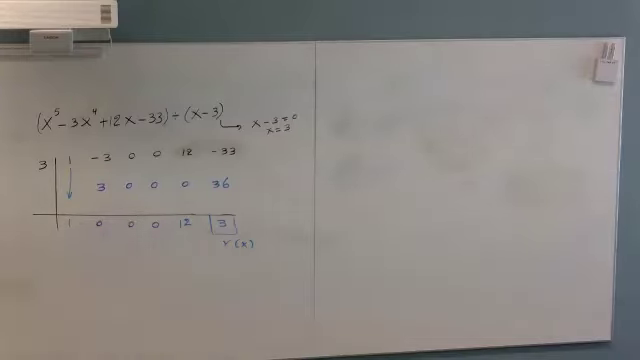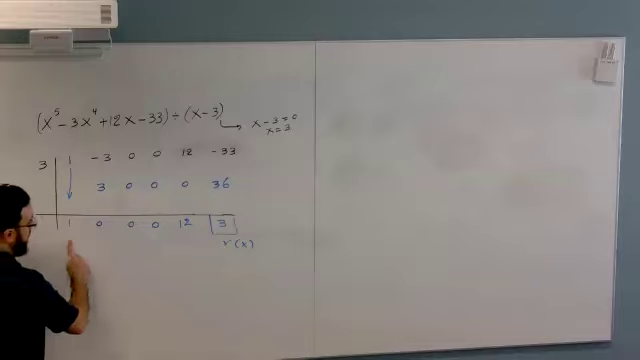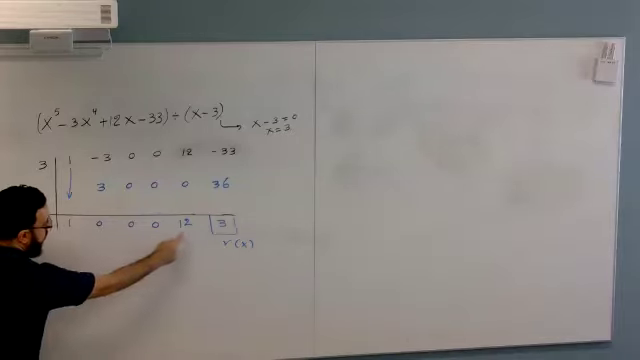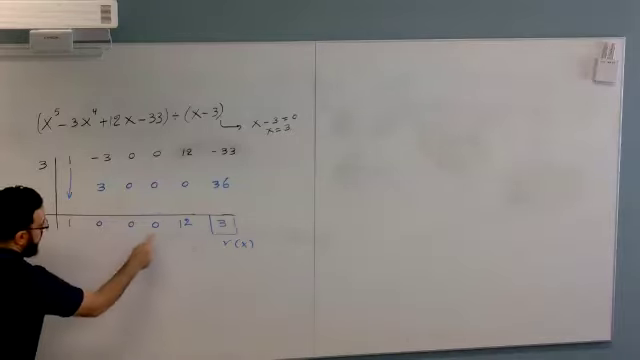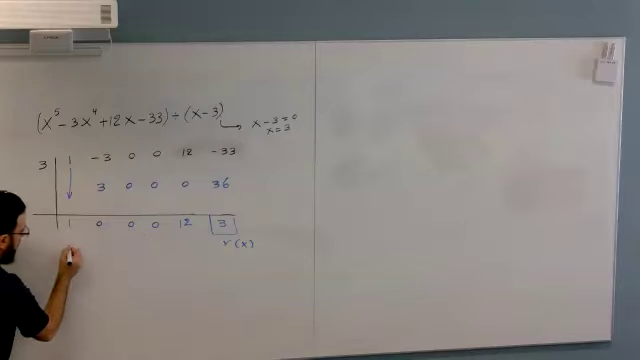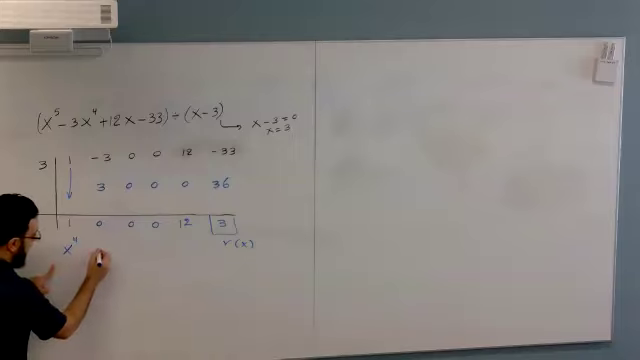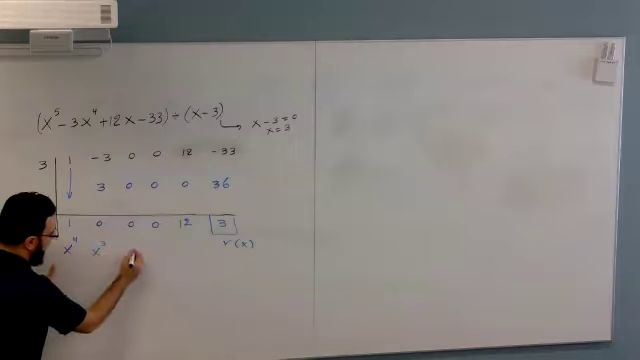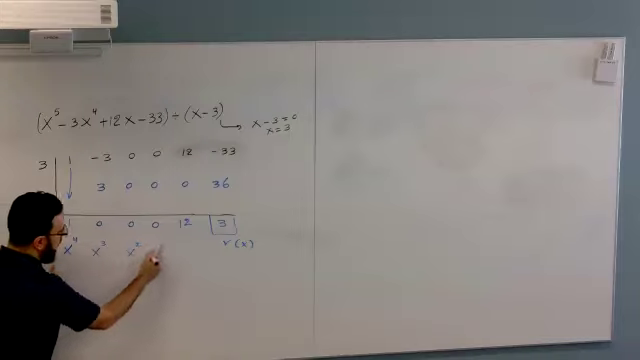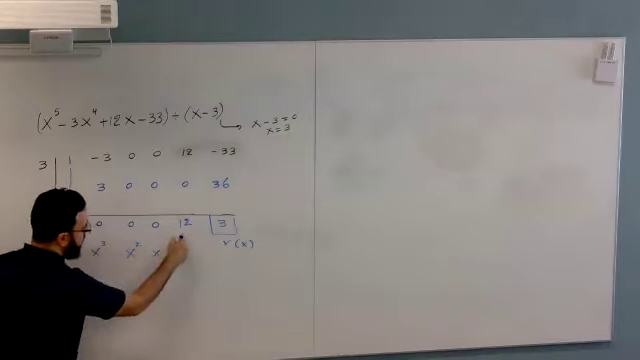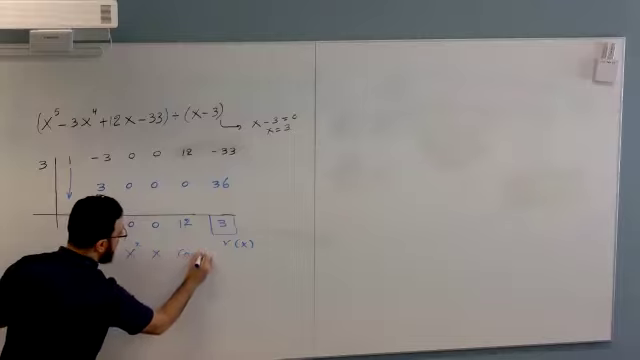Okay? Now let's go back again. Let's write down this one again. From here, 1, 2, 3, 4, 5. So this one is going to be X to the power 4. I'm going to tell you why. This is going to be X cubed. This one is going to be X squared. This one is going to be X. And this one is what? Constant.